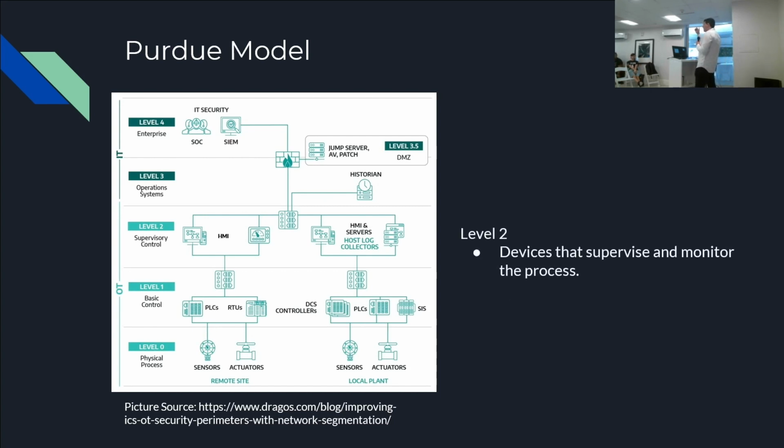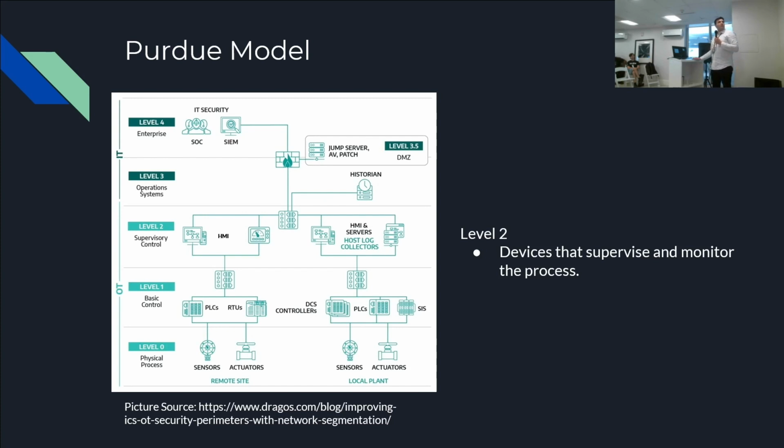When we move up again on level 2, this is where we have our supervisory control layer. So this is where we can find our HMI servers, our operation panels, operator workstations, which is essentially Windows machines that have uploaded HMI applications that allow us to visualize what's happening.